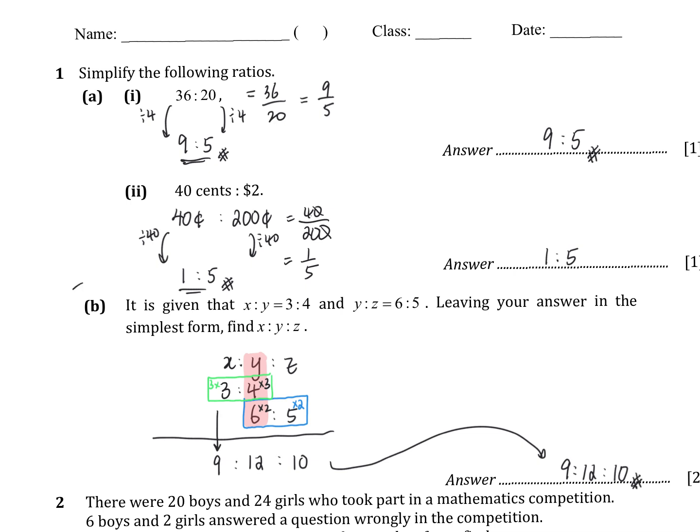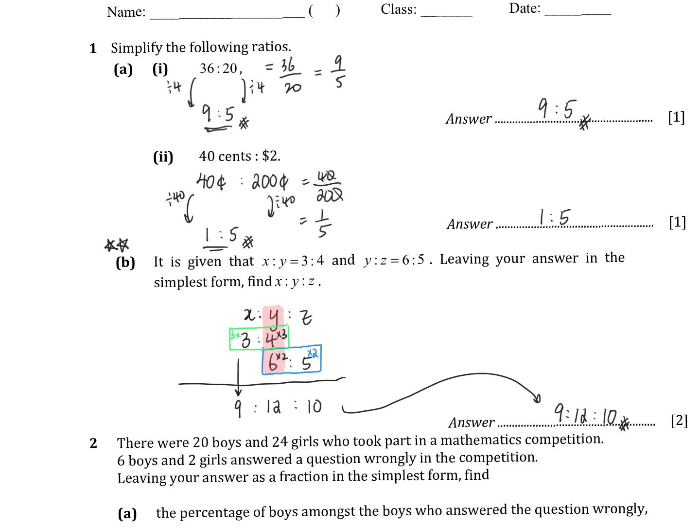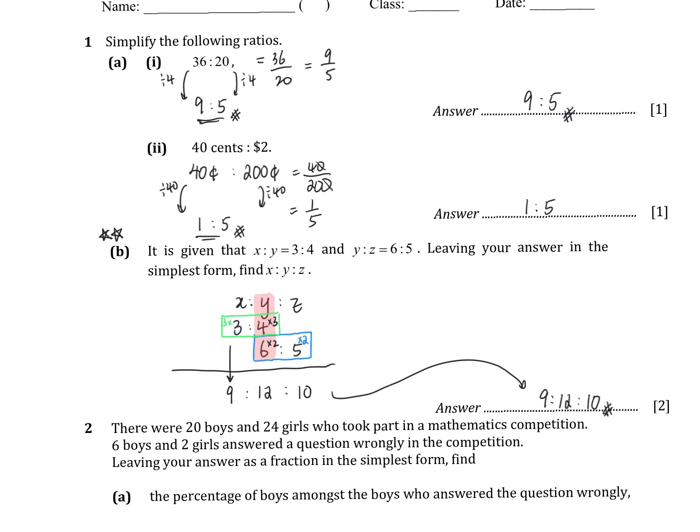Okay, so these type of questions are very common for exams. Make sure you know how to do 3 units comparison. Okay, some of you give me 18, 24, 20. You are not wrong, but because of this word, they want your answer in simplest form. So you got to divide further.